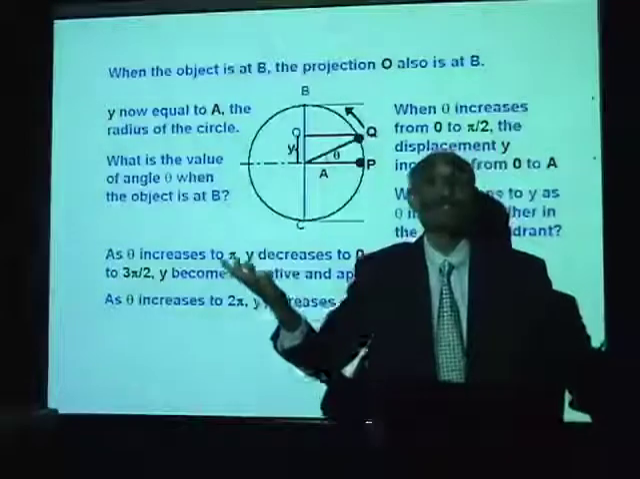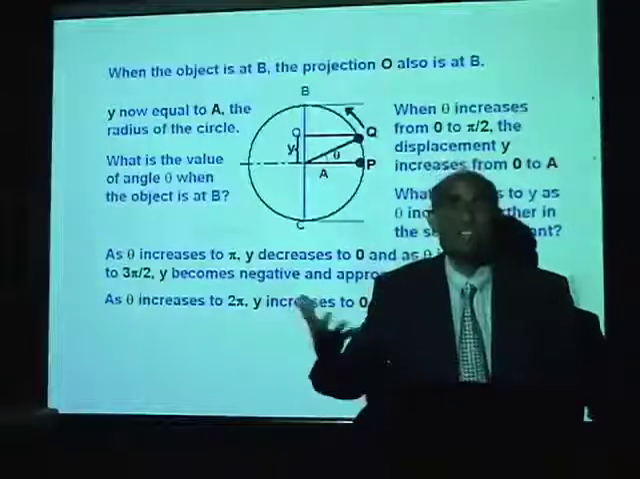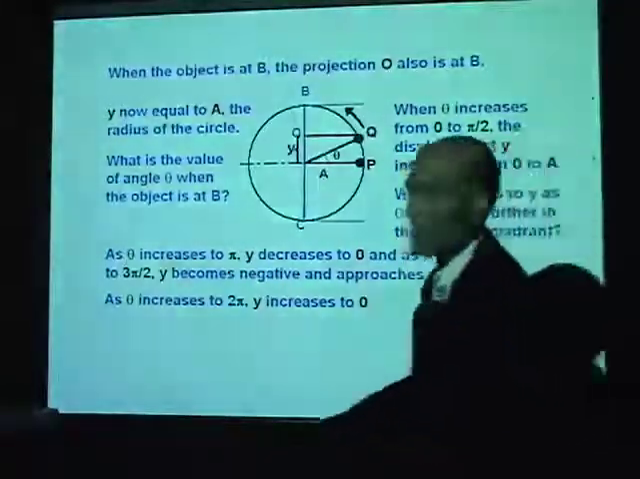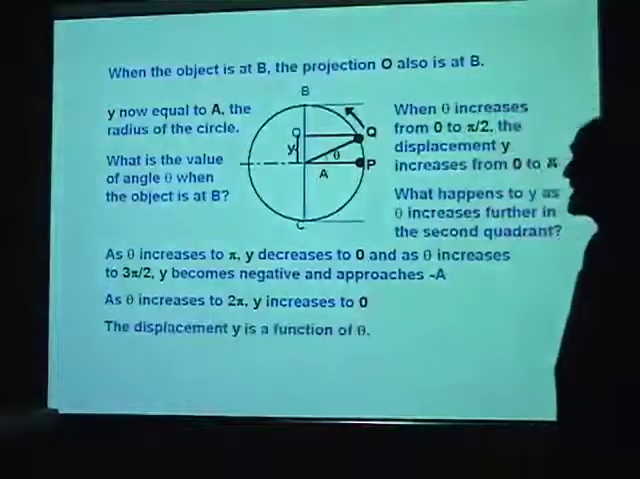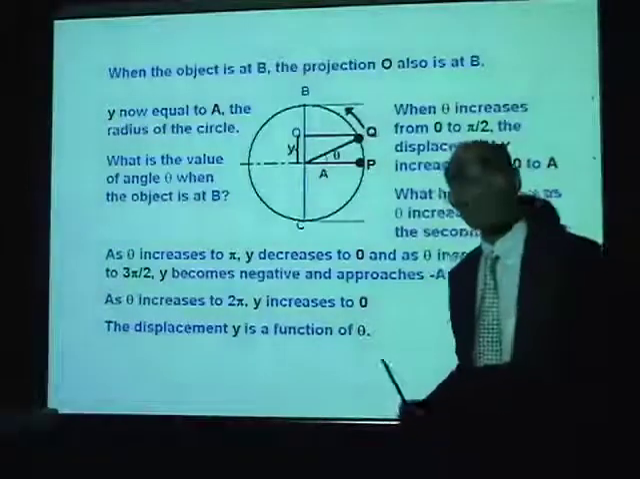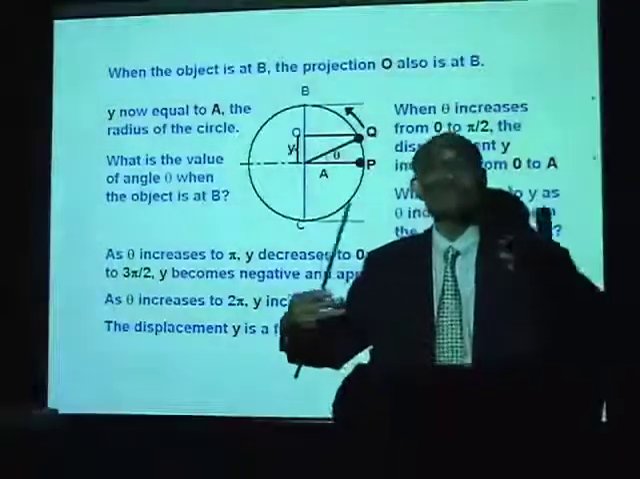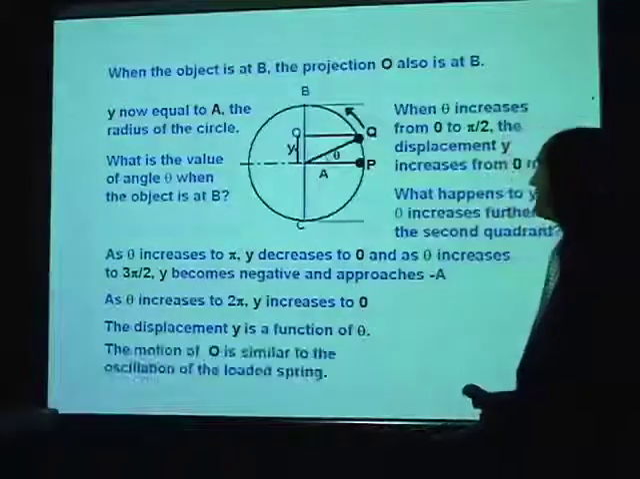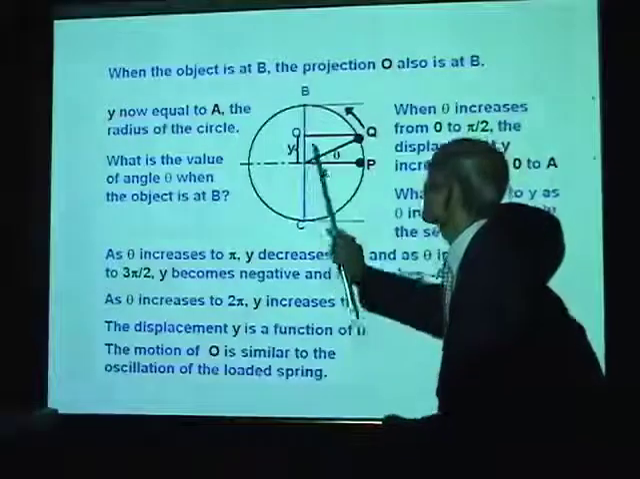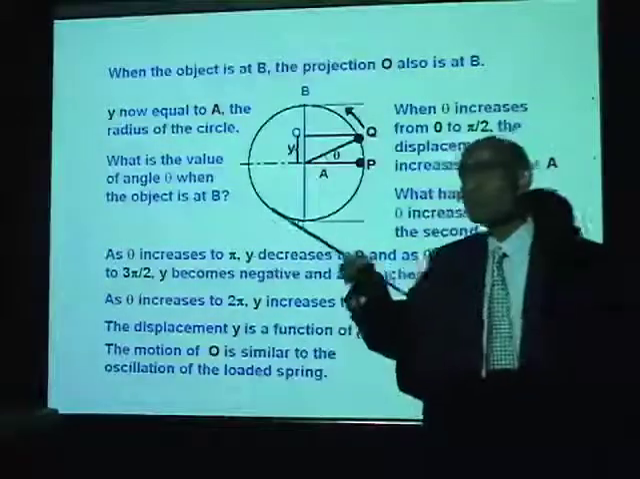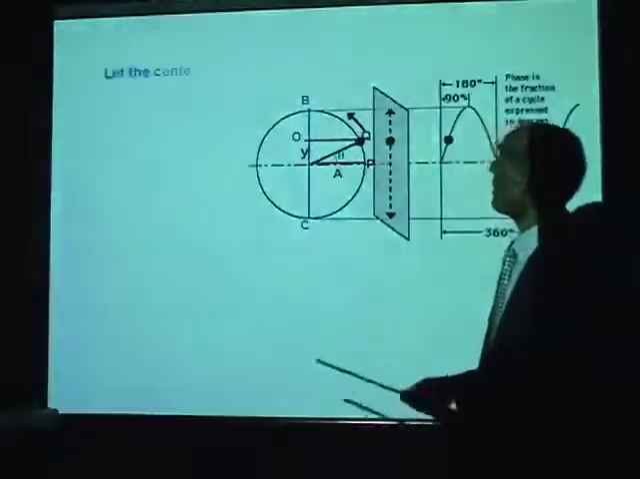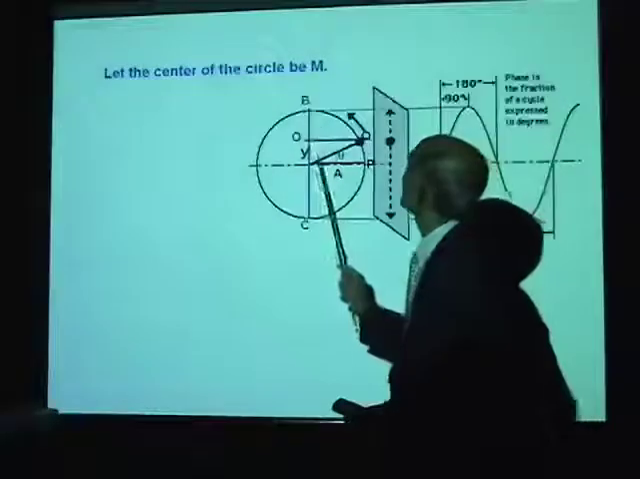You can see how beautiful oscillation is. You see, oscillation is constantly changing back and forth. Now, the displacement y is actually a function of theta. What does that mean? It means the value of y depends on the value of theta. And the motion of O, the projection, is actually similar to the motion of the loaded spring. Do you agree with me? I think so.